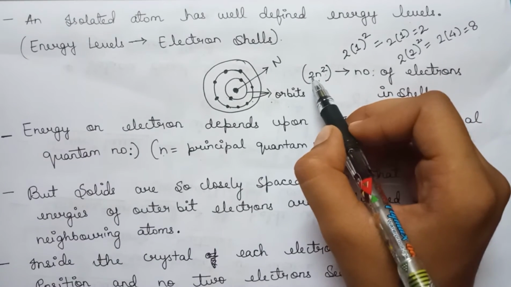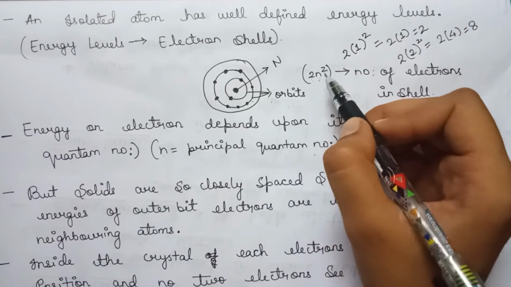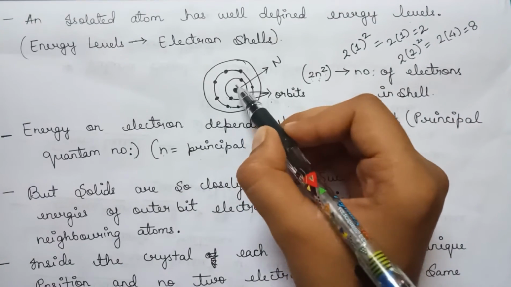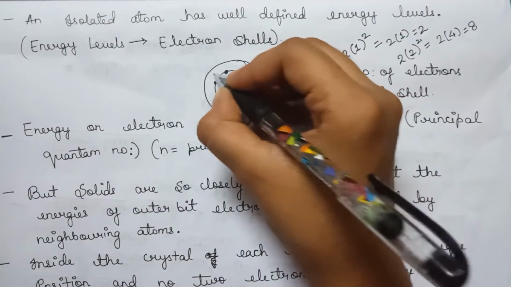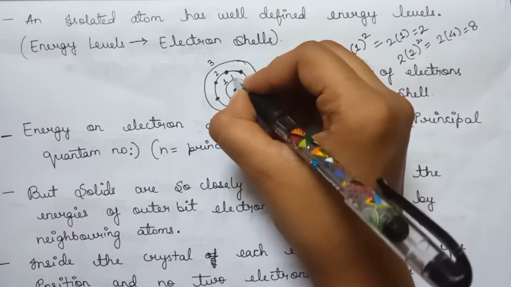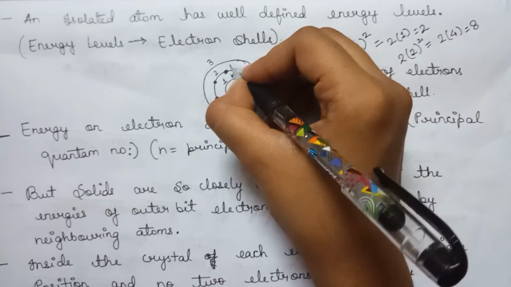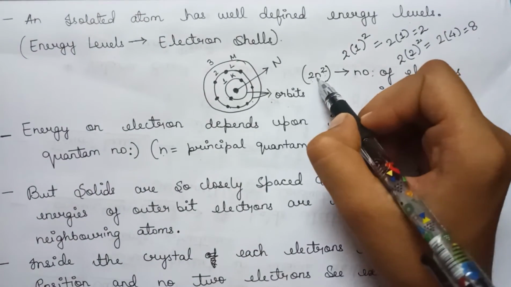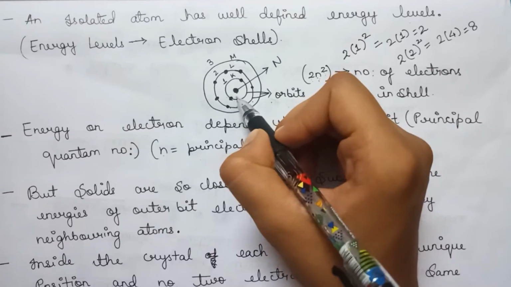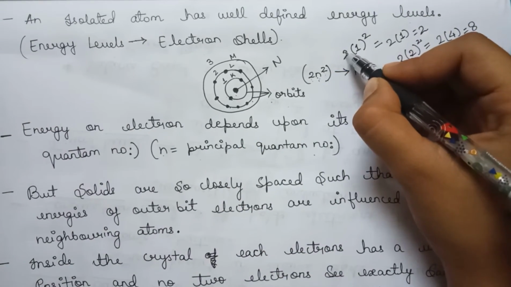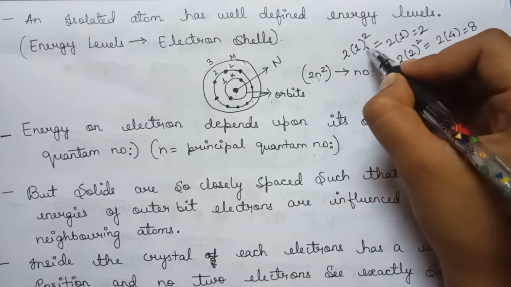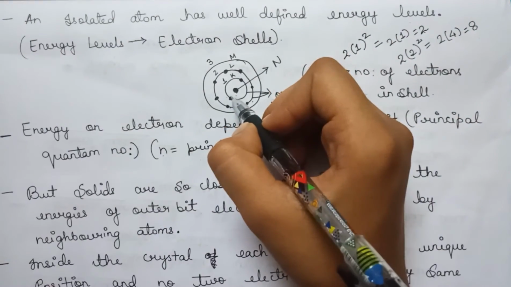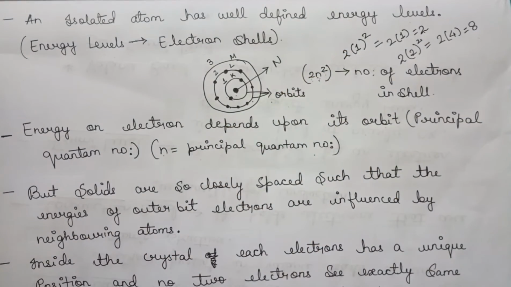Using the formula 2n square, we can find out how many electrons can be placed in a single shell. Let's take the shells as 1, 2, 3, or we can take them as K, L, M like that. Now we put 1 in the place of n, representing the first electron shell. So it will be 2 into 1 square, that is 2 into 1, which is 2. Hence we can place 2 electrons in the first shell.